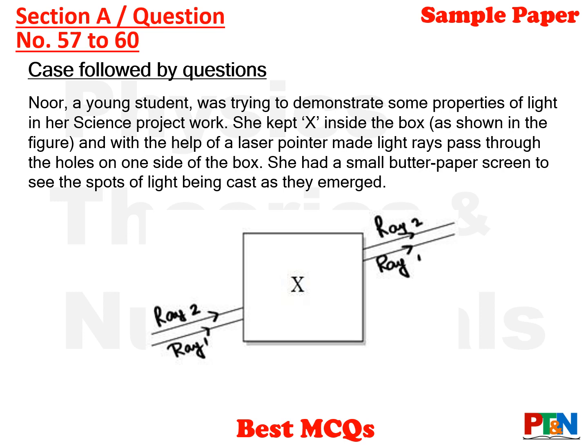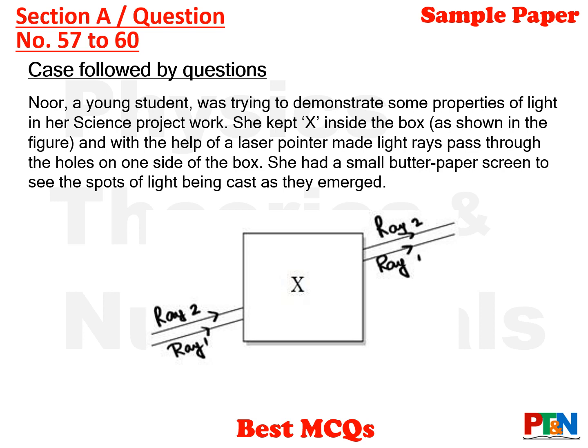Next MCQs, in fact 4 MCQs together on a case. A case has been given. What the case says? Noor, a young student who was trying to demonstrate some properties of light in her science project work, kept X, some object, inside the box as shown in the figure and with the help of a laser pointer made light rays pass through the holes on one side of the box. She had a small butter paper screen to see the spots of the light being cast as they emerged.